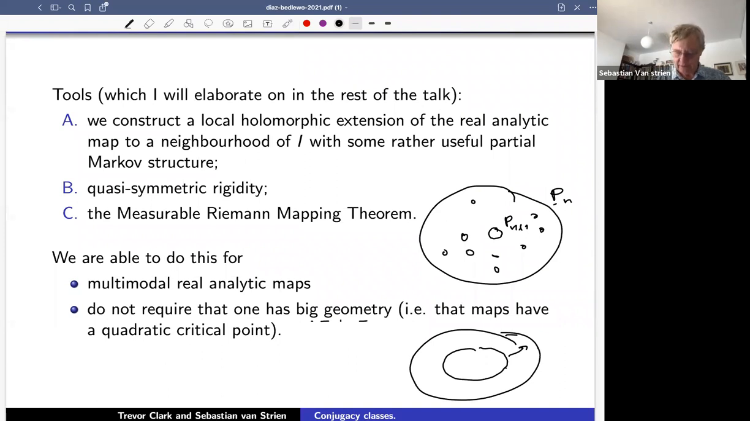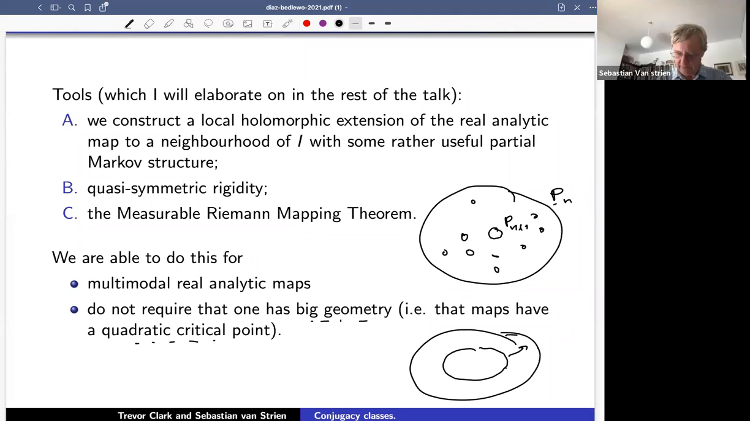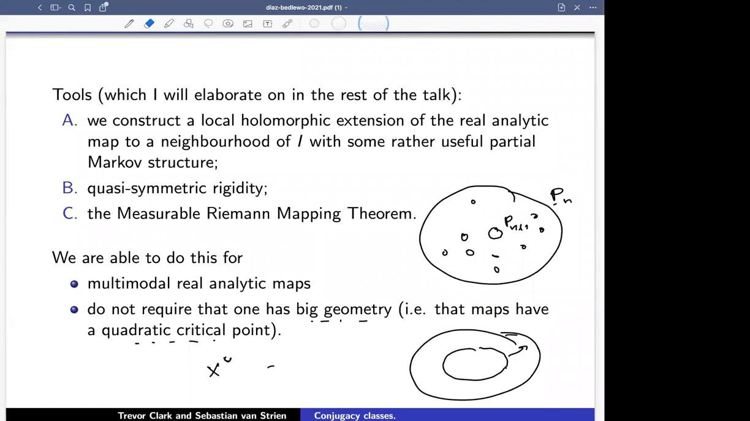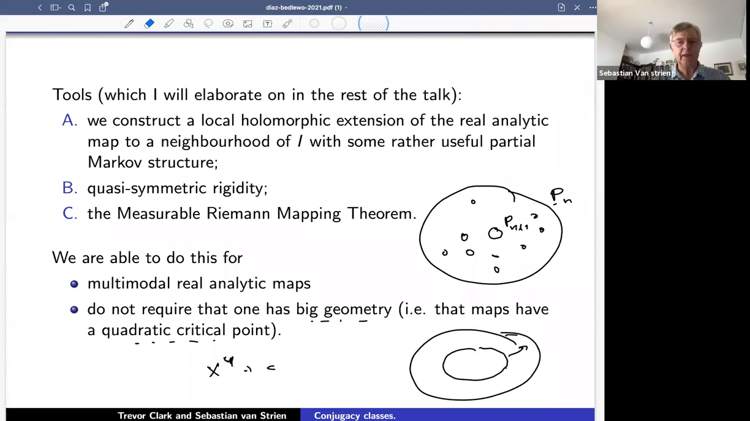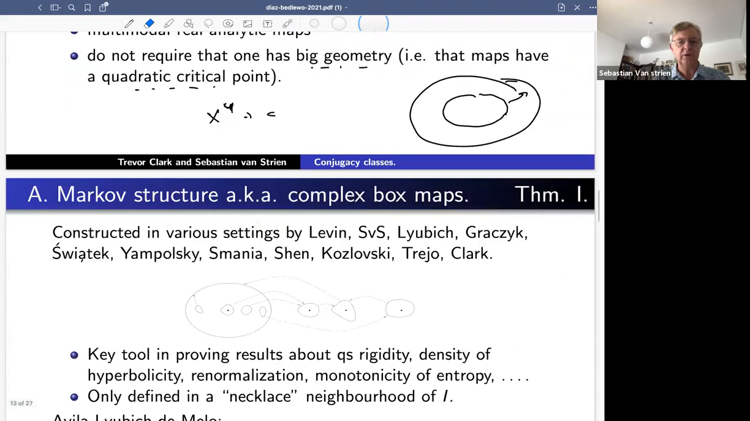So this is a consequence of this quadratic critical point assumption. But that isn't true for x to the fourth power. If you take x^4 plus a constant, that's not going to be true in general. There are many examples where this turns out to be not the case. So yeah, I'm going to talk about these tools a little bit.